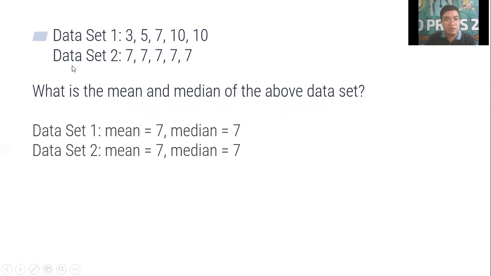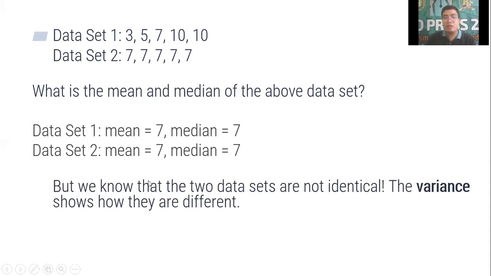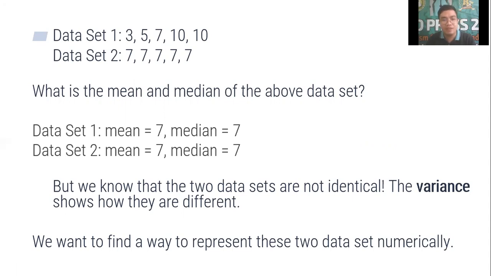In the second data set, the mean is 7 because they are all 7, and when you add them all, that will give you 35. Divided by 5 is 7. And the median is, of course, still 7. Now, why does it matter? We know that the two data sets are not identical, but they have the same value of the mean and the same value of the median. The variance shows how they are different. We want to find a way to represent these two data sets numerically. That's why variance is very important.